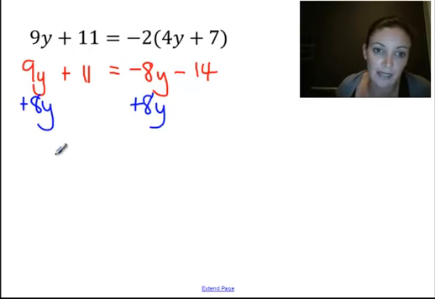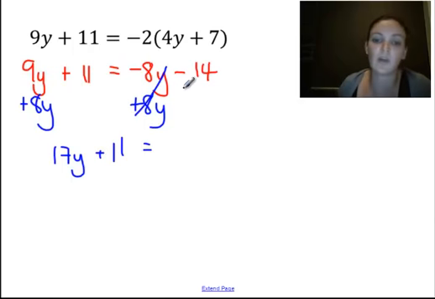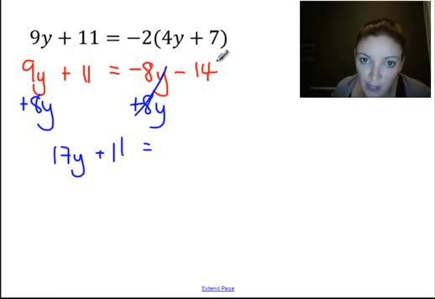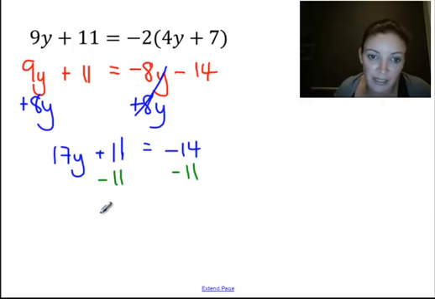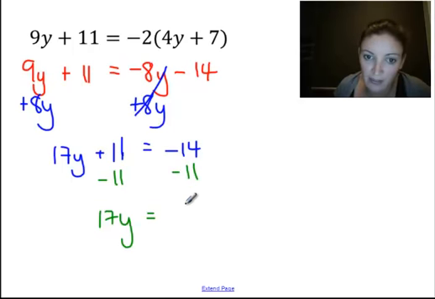So 9y plus 8y is 17y plus 11 equals negative 8y plus 8y is 0. And then I've still got this minus 14 here. Okay, so I've got 17y plus 11 is equal to minus 14. So now I've got to take away 11 from both sides. So when I do that, I'm left with 17y is equal to minus 14 minus another 11 gives me minus 25.